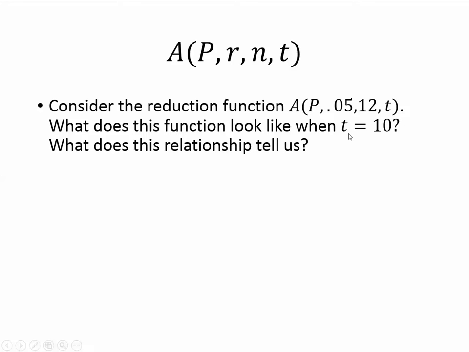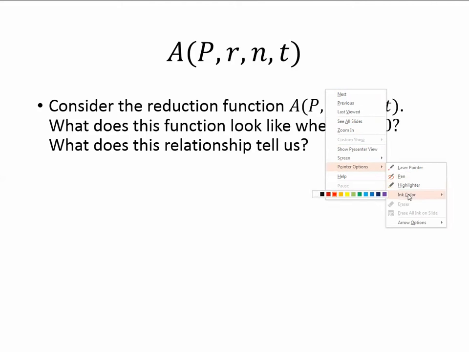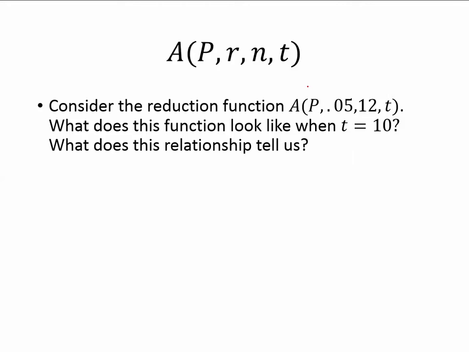What does this function look like when T is set equal to 10, which means we're going to fix the time to 10 years? Well, at this point, the only two variables left would be A and P. And so as a result, we are looking at a graphical relationship of A versus P. So A of P, 0.05, 12, and T equal to 10 would reduce the function to P times (1 plus 0.05 divided by 12) raised to the 12 times 10 power. So this is the reduction function that we're looking at. Now we want to see how this looks and what exactly it tells us.